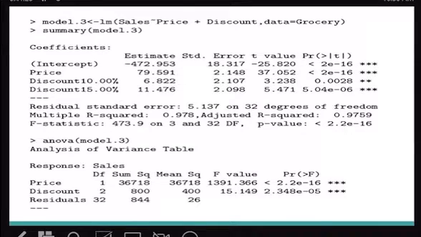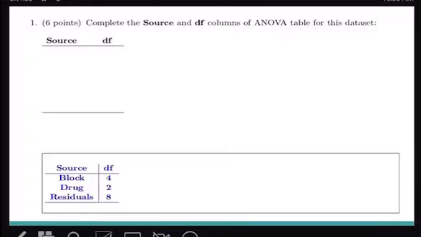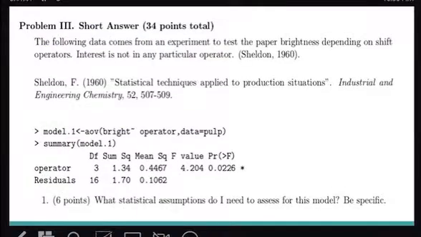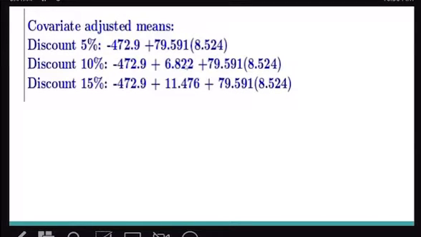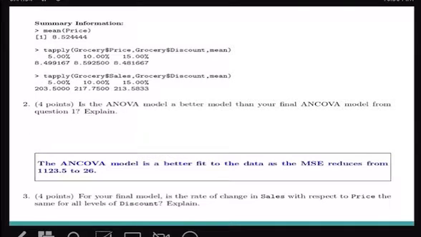Now, do you see 79.591 in the price, the slope for the price? You see 6.822, 11.476. Okay, now you've seen where I got that, right? Okay, now the next thing is, where do I see 8.524? Oh, is that not like a mean? Take a look at that, it should be the mean of the price. The mean of the quantitative variable X, the covariate.